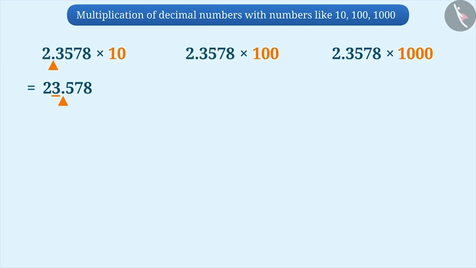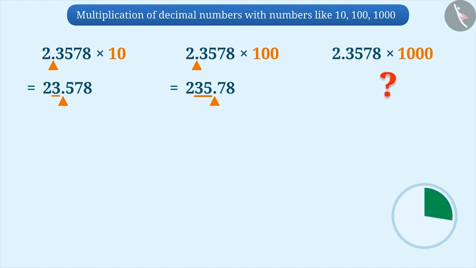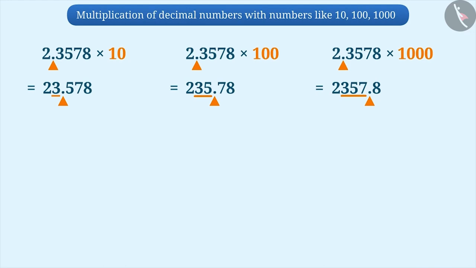Similarly, if we multiply 2.3578 with 100, then also the digits in the number to be multiplied, that is 2.3578, and the digits in the answer are the same. But this time, the decimal point has shifted 2 places to the right side. Now can you obtain the value of 2.3578 multiplied by 1000 without carrying out multiplication? Think for a while. Absolutely correct. Here too, the digits will remain in the same place, but the decimal point will be shifted 3 places to the right side. What do you understand from this?